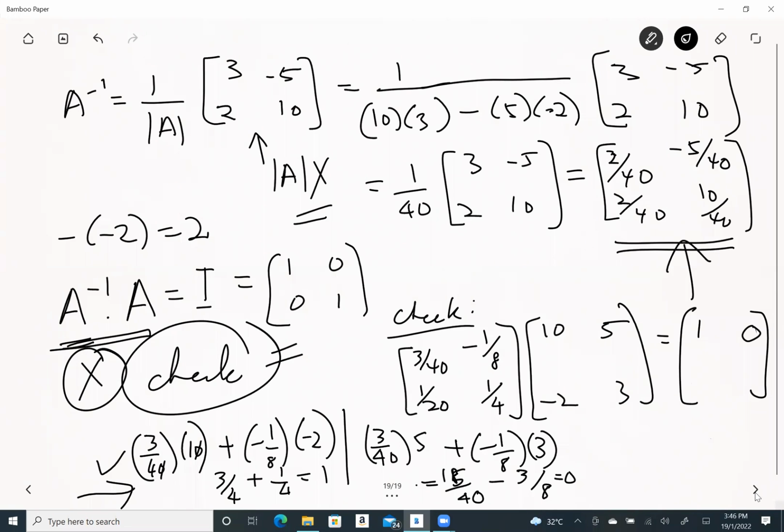Betul ke tak betul? Dapat 1001 ke tak dapat? Anybody who get the same answer as mine, you multiply the next one. Do I get 0 or you don't? And here, do you get 1? Tadi siapa tadi yang dapat sama jawapan dengan saya? Sama-sama. Sama kan? Okay, so betul. Our inverse is correct. So that is the inverse of A. Okay, so the inverse of A is equal to that matrix.